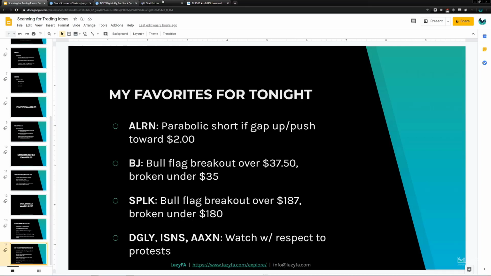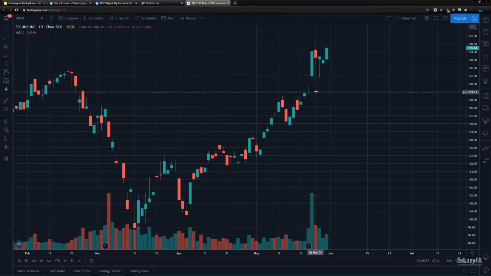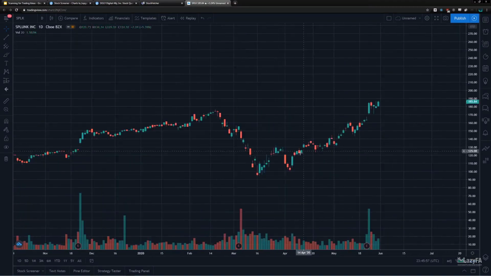Splunk is another one which I apparently picked out but didn't notice on our second time through. So let's take a look at that. It says it's a bull flag breakout over 187, and I would call it broken under 180. So Splunk, yeah, this one's not as nice because it's come all the way from 100 to almost 200 now. So this thing has doubled in just the last few months.